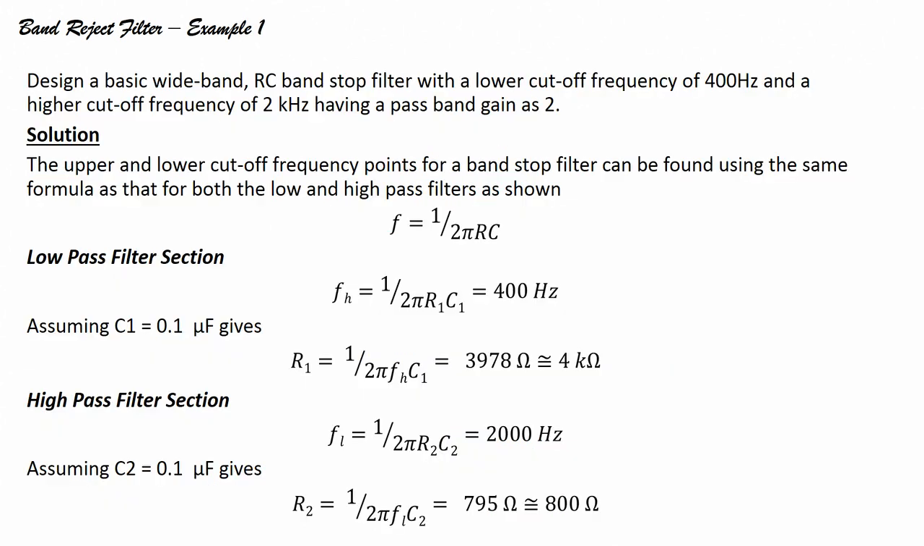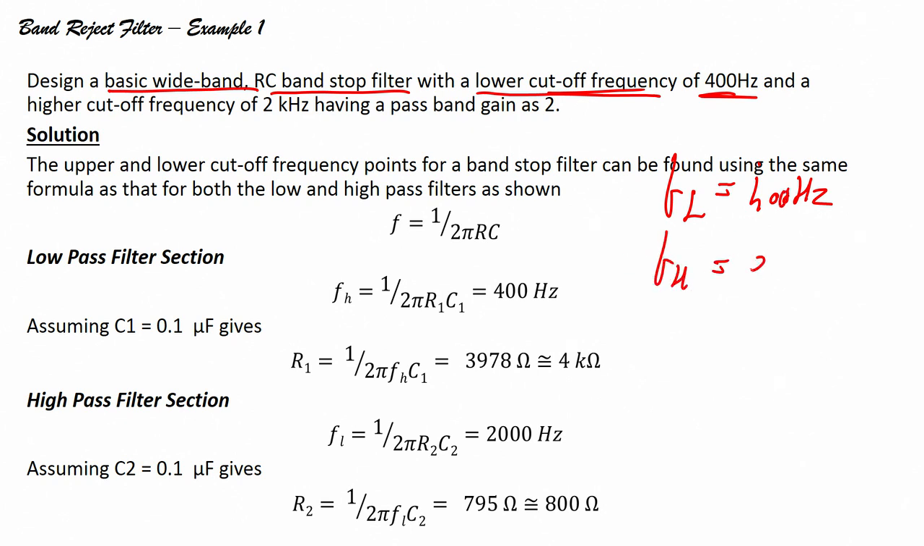So, let us now design a basic wide band RC band stop filter with a lower cutoff frequency of 400 hertz, right. So, FL equals 400 hertz, FH equals 2 kilohertz, gain 2, right.